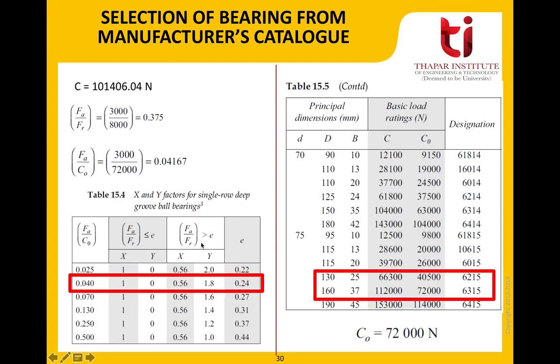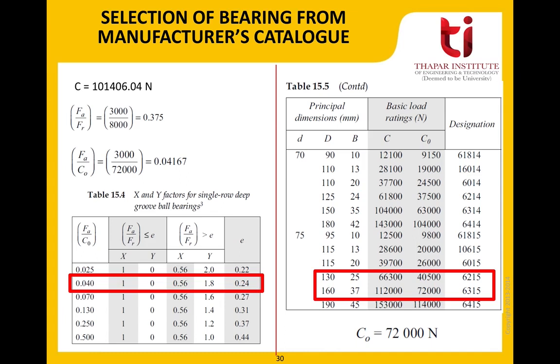We can also have a look that FA by FR, as assumed, we evaluated to be 0.357 and the value of E is 0.24. So we can see that 0.357 is greater than 0.24 and our assumption is correct. And that's why we will just conduct one trial.